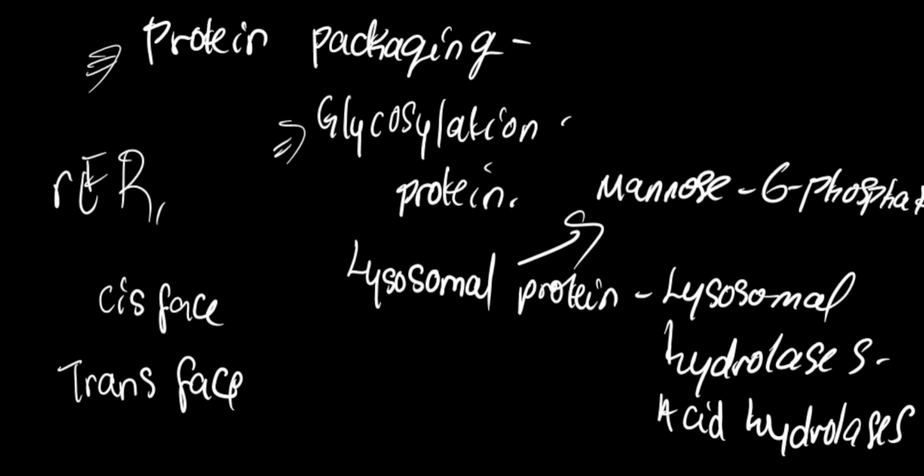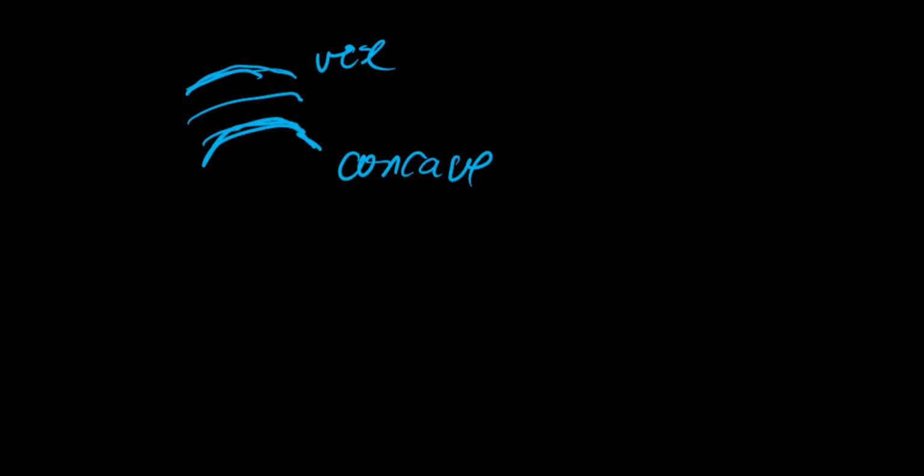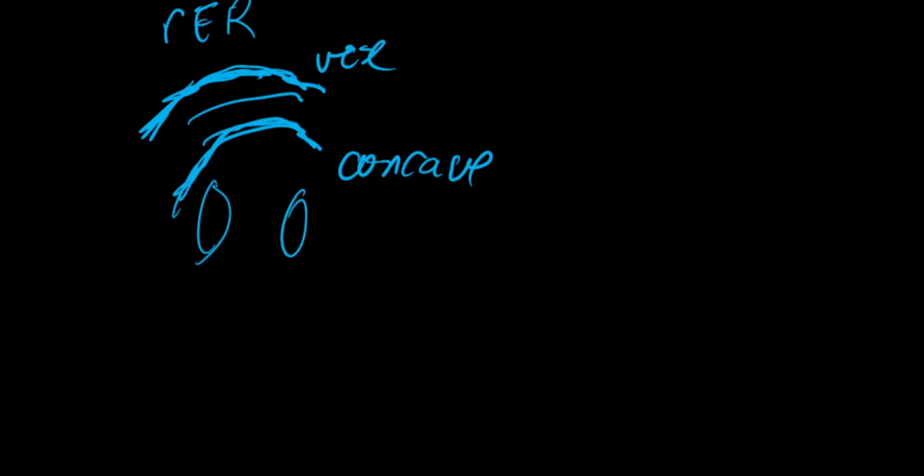The cis phase is convex and the trans phase is concave. If we have something like this, this would be the cis phase, convex, and then we have the trans phase, which is concave. Now, the cis phase is the part of the Golgi apparatus that is directed towards the rough endoplasmic reticulum. So on this side, at the cis phase, we would have the rough endoplasmic reticulum, and budding off from the trans phase, we would have all of these vesicles.